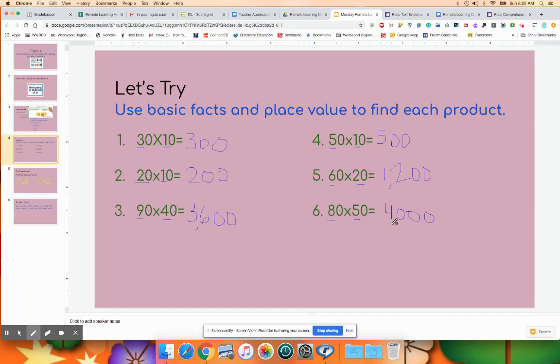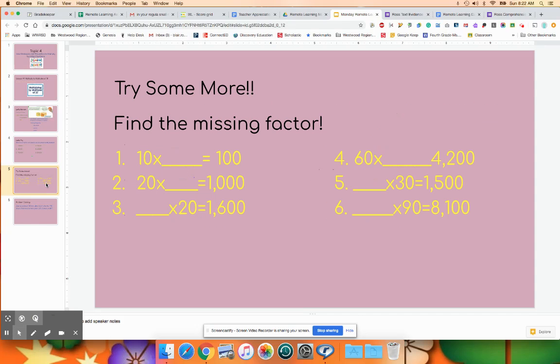You will also see they might show it to you like this, where you have to fill in the missing factor. Remember, the 2 numbers that multiply together that give you a product are factors. So it starts off generally slow, which is helpful for us to build our skills, right? So 10 times what gives you 100? 10 times 10, right? 20 times what gives you 1,000? So work backwards. I think 20 times what?